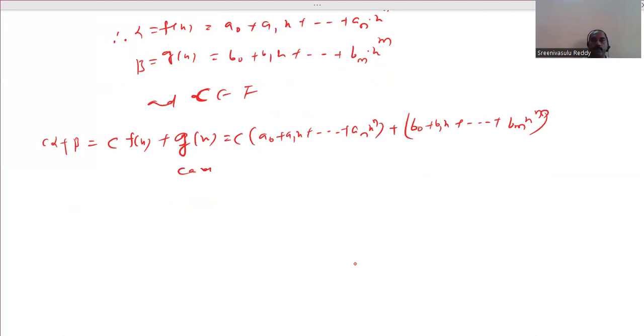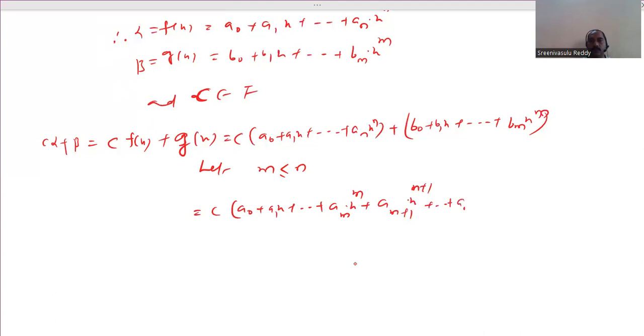Let these two be integers, m and n. They may be equal. Let m less than n. C times of am x power m, am plus 1, x power m plus 1 plus and so on, an x power n plus the other part as usual.